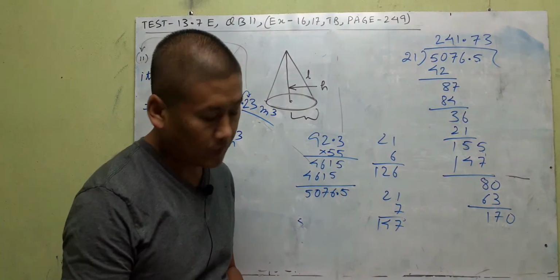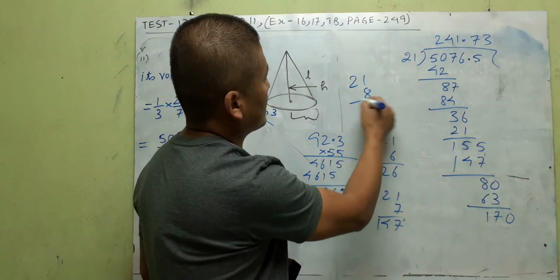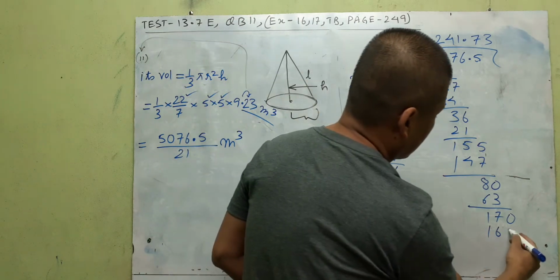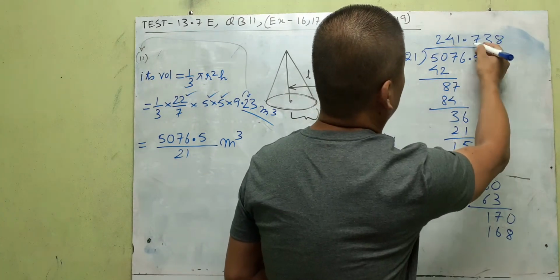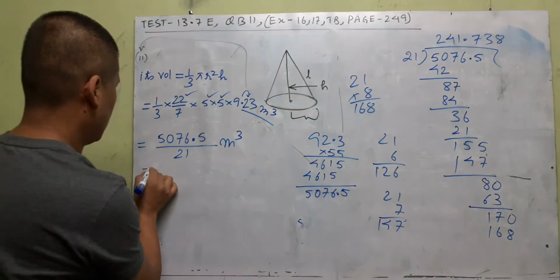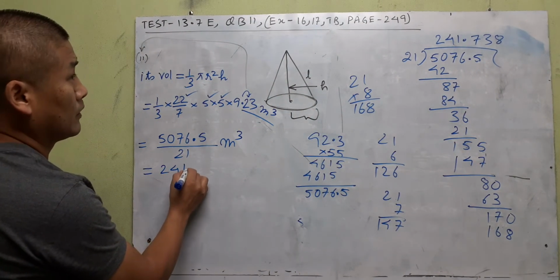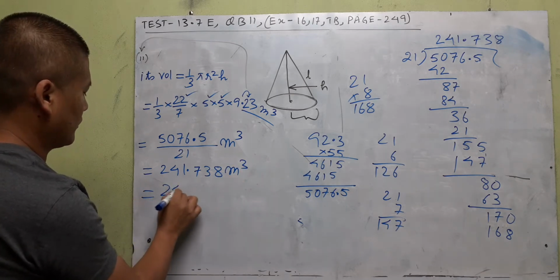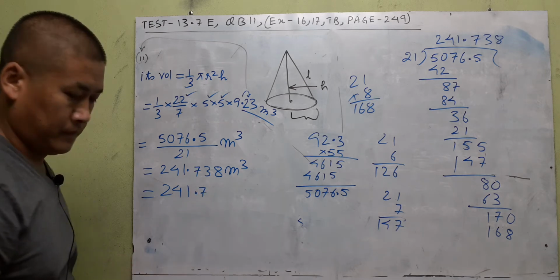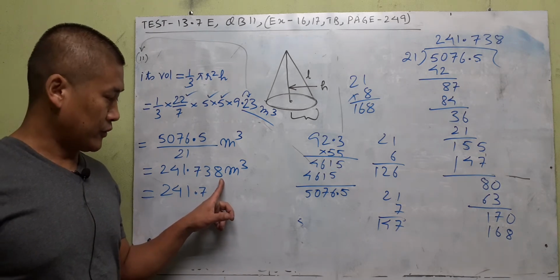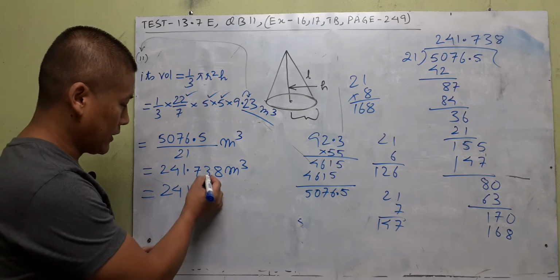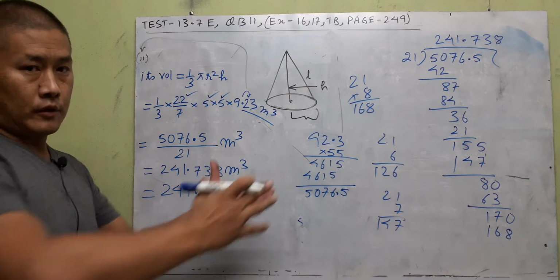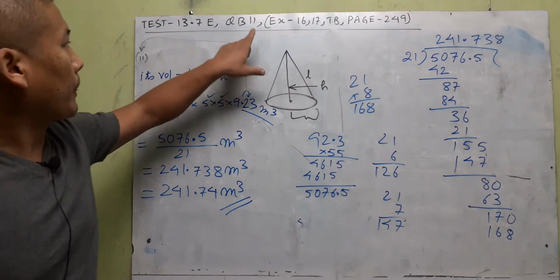41.73. Okay, let us try with 8. 8 1s are 8, 8 2s are 16, 168, yeah, that is the exact going. So up to third place we go normally as we do. So our answer here is 241.738 meter cube, which is approximately 241.7. If the third place is 5 or more than 5, the second place will increase by 1, so 3 plus 1. So that's the approximate volume of this conical tent. Okay, so that is question 11 done.